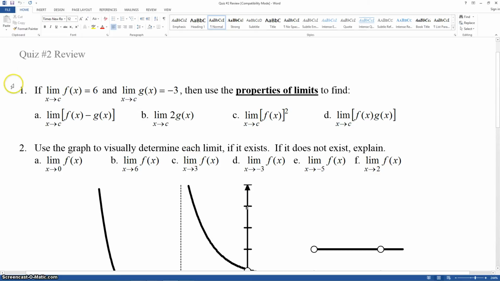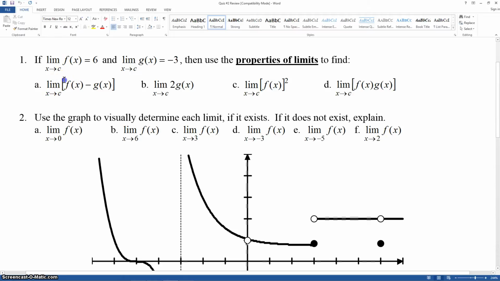It says that you have the limit of f of x as x approaches c is equal to 6, and the limit of g of x as x approaches c is equal to negative 3. So we're going to use the properties of limits. For a, it says the limit of f of x minus g of x as x approaches c. That's very nice and simple because you basically distribute that limit to each of those. So you really have 6 minus a negative 3, and that gives you 9, and of course the limit of a constant is a constant. So the answer to 1a would be 9.